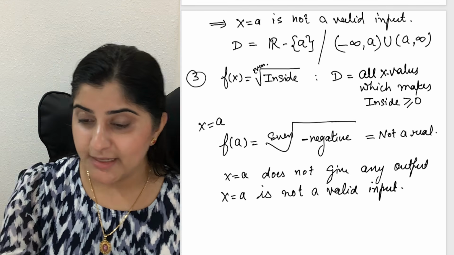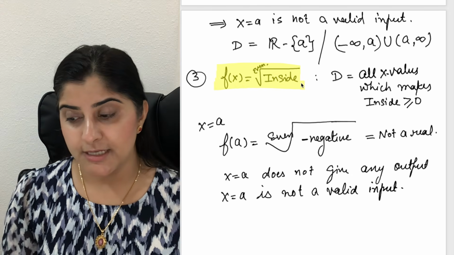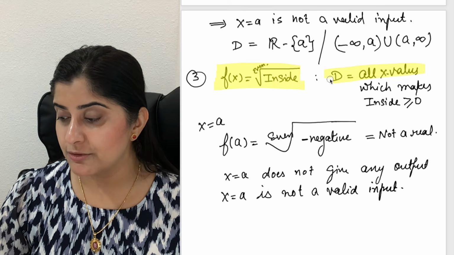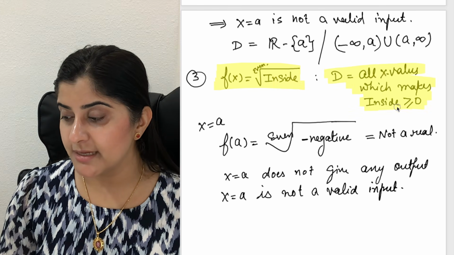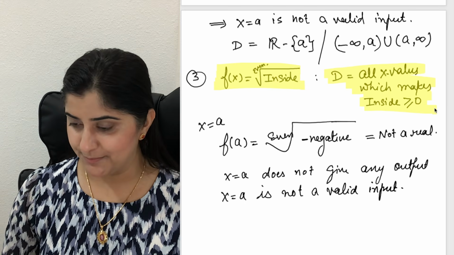So domain: if you have a square root or an even root, f(x) is an even root, make sure the domain includes all those x values which make the inside of the root greater than or equal to 0.